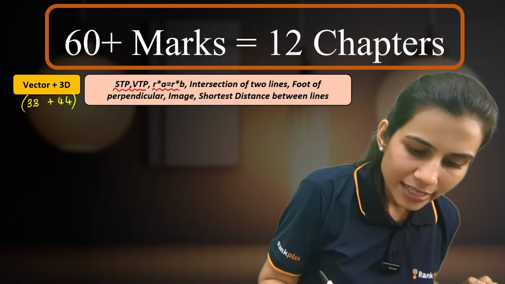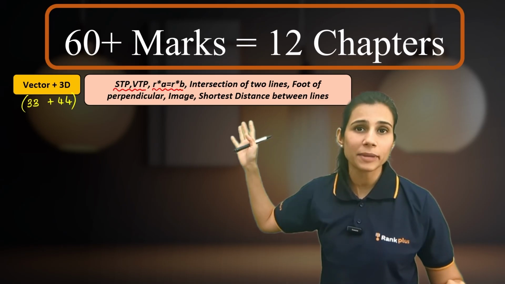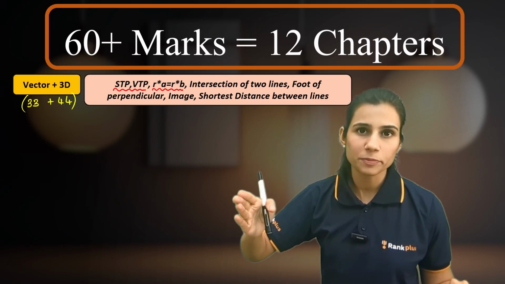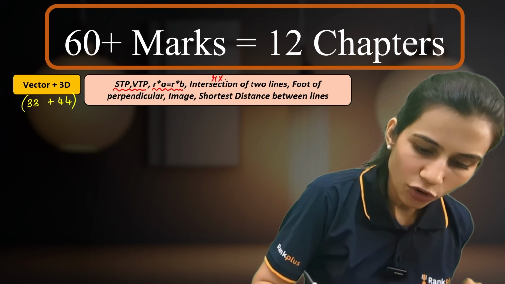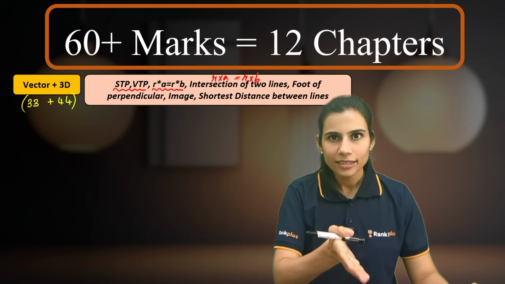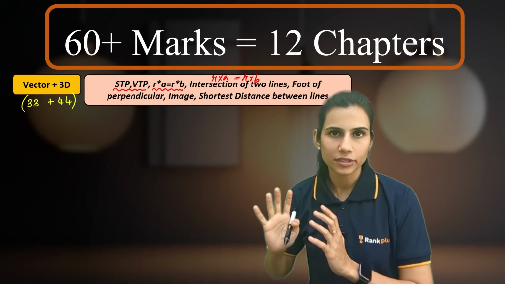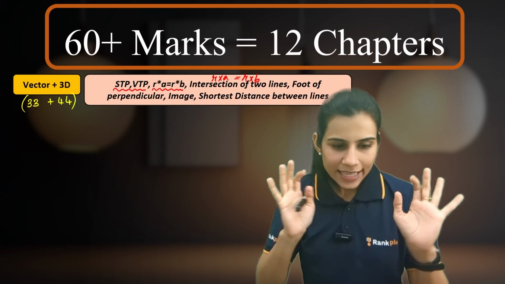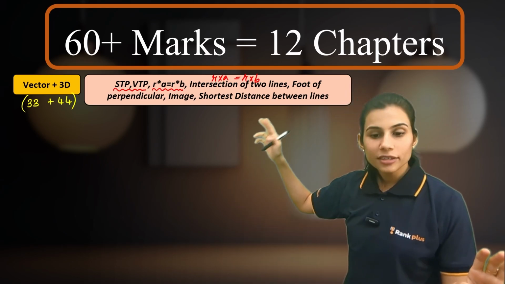Moreover, questions like this, very important, very famous, super dear to JEE Main: R cross A equals R cross B. This is cross actually. R cross A equals R cross B. It's like this. You take everything to one side, take out R common using the distributive property of the cross and then solve further. Are you understanding?